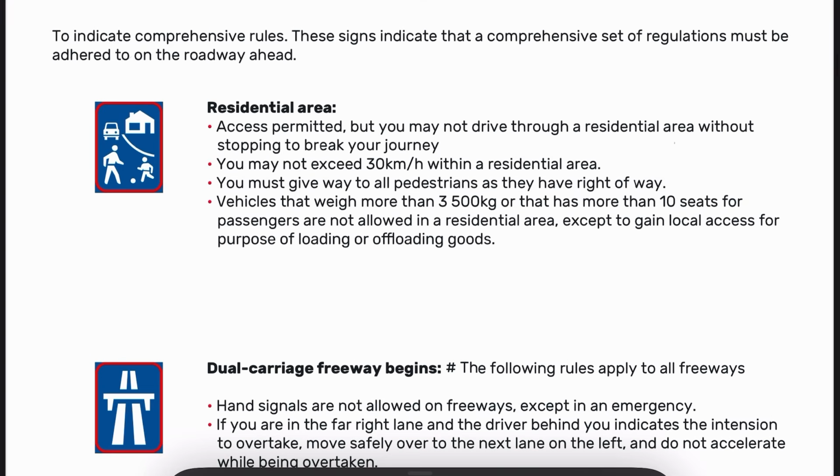Then we come to these comprehensive signs. The comprehensive sign is basically just one sign with a lot of rules attached to it.